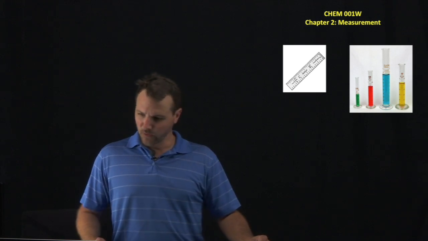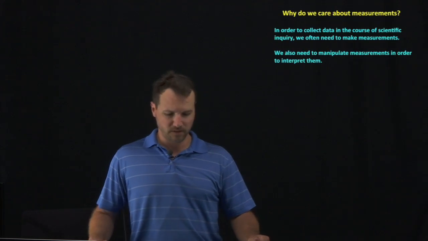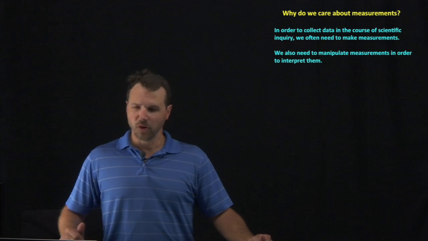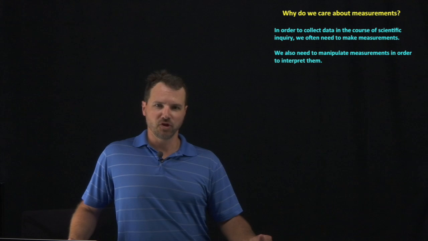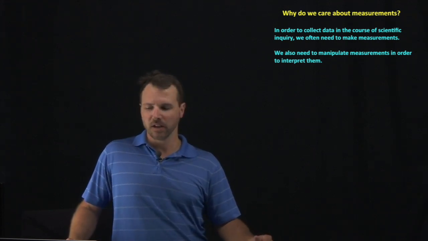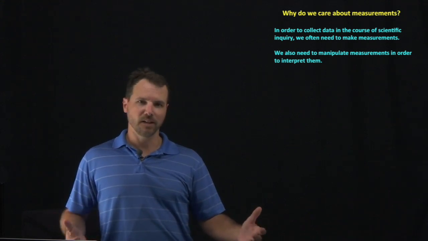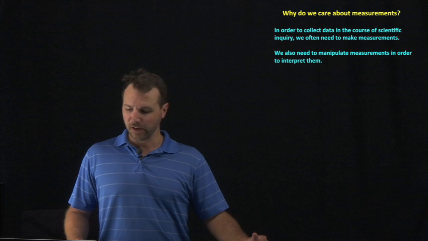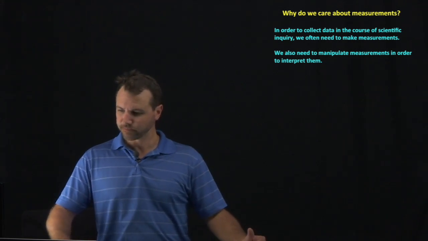So what I first wanted to do was talk about, in general, why do we care about making measurements? So of course we talked about a little bit of an introduction to matter in Chapter 1, and at the end of that we talked about the scientific method, scientific inquiry. So of course, as a chemist, as a scientist, you have to be able to collect data, you have to be able to make measurements in order to carry out scientific inquiry. So that's one of the most important reasons.